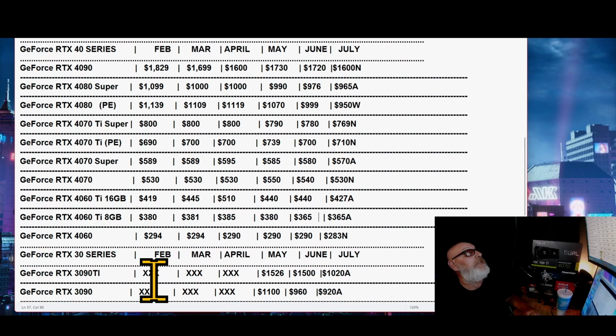So let's press on. 4060 Ti, 16 gigabytes, was $427 in July on Amazon. 4060 Ti, 8 gigabytes, $365 on Amazon this month. But the 4060 Ti 16 gigabyte had a price drop of $13. Moving on, you have a $7 price drop on the 4060 at $283 on Newegg this month.